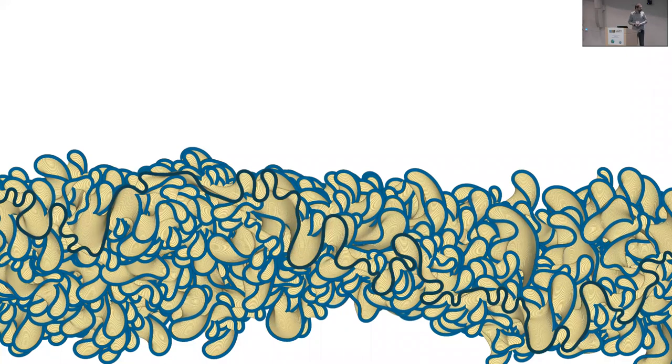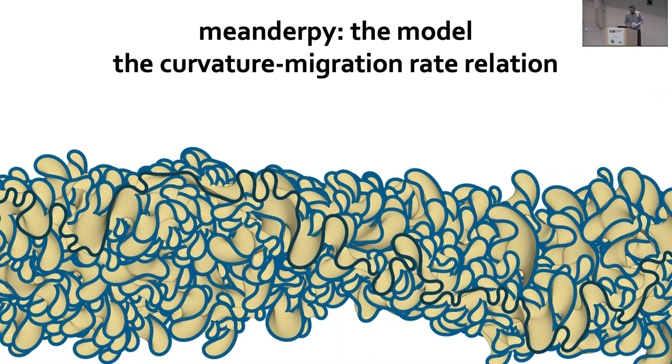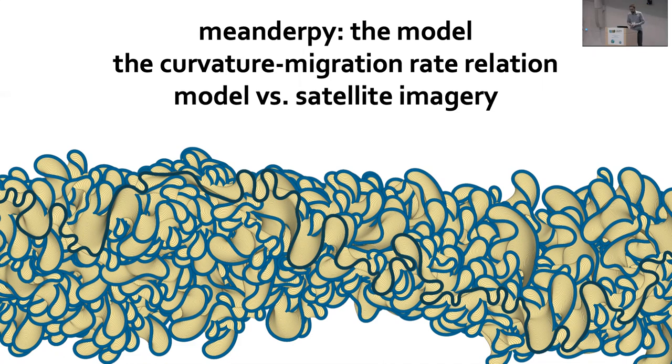So what are some of the points I want to touch on here? Just talk a little bit about the model, to state the obvious, the Python model. Then, this model is strongly related to how you link migration to curvature. I want to revisit that problem a little bit. Then talk about how satellite imagery confirms, or doesn't, how well the model works. And finally, talk a little bit about counterpoint bars, or in more simple terms, just downstream termination of point bars, what's going on there, and how that also links to this model.